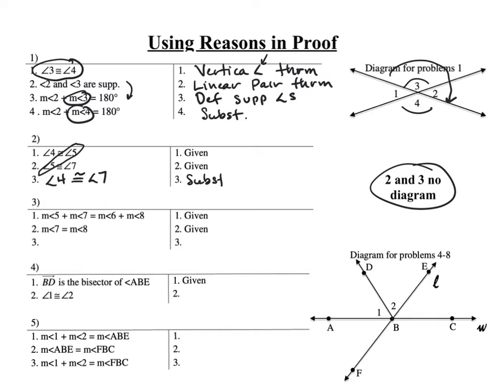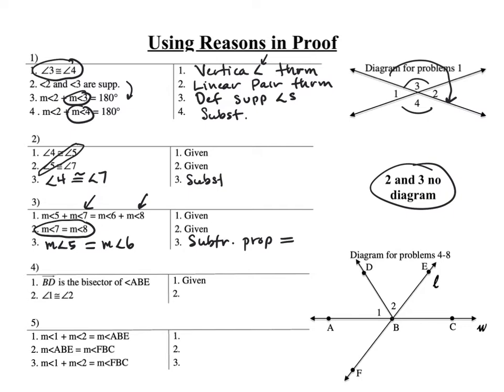So the measure of 5 plus the measure of 7 is equal to the measure of 6 plus the measure of 8. Now, we also have that the measure of 7 is equal to the measure of 8. So these two are equal. They're the same number. Notice how there's a 7 and an 8 here. Well, I could subtract 7 and 8 from both sides because I'm subtracting the same thing from both sides. This is the subtraction property of equality. So if I subtract 7 from the left side, I get the measure of angle 5. If I subtract 8 from the right side, I get the measure of angle 6.